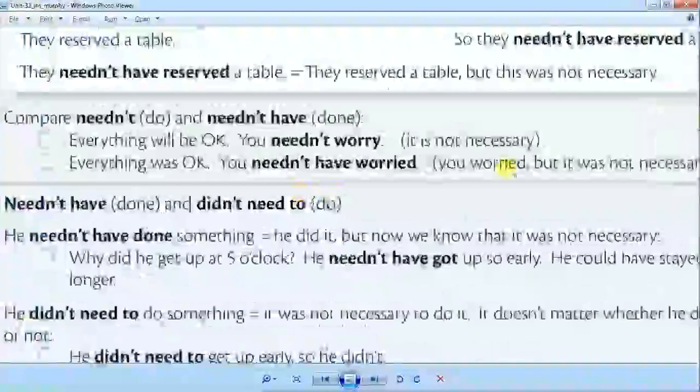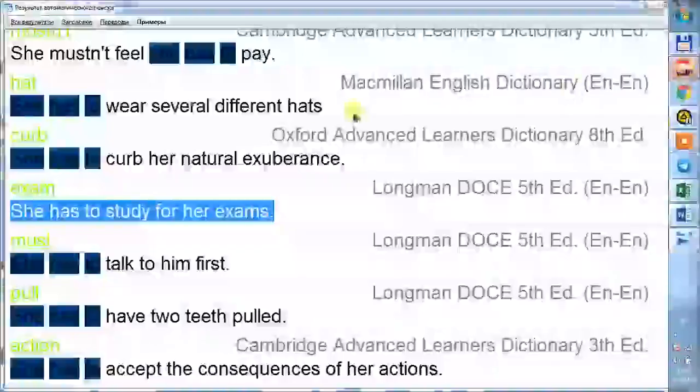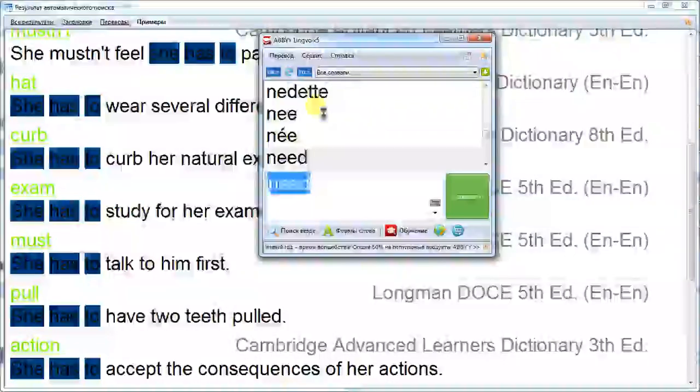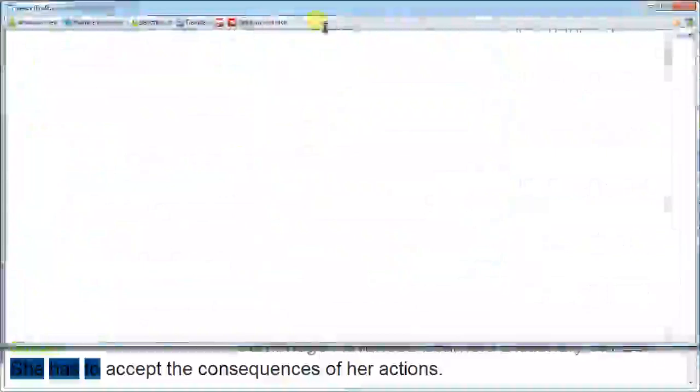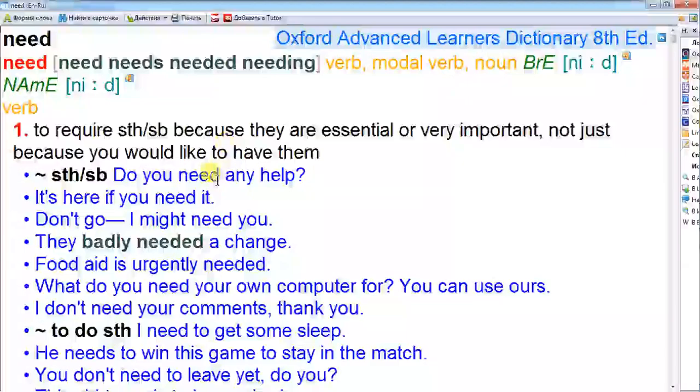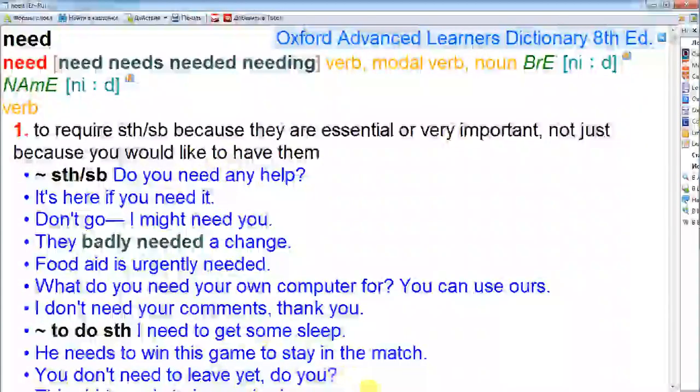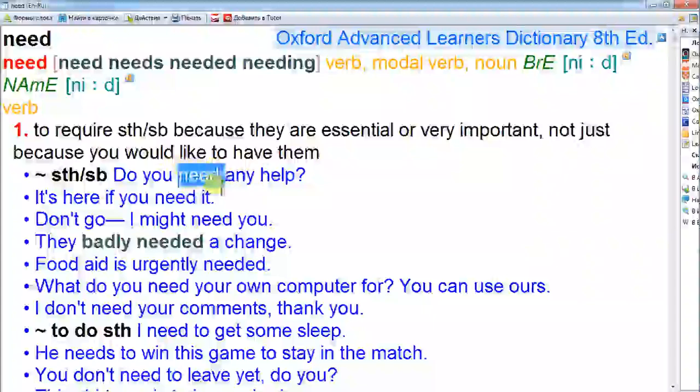Now let's turn to, let's talk about need in detail. Okay. Need can be both a modal and a verb.